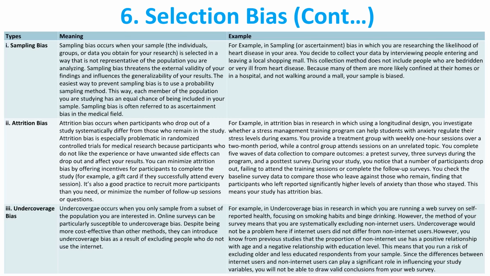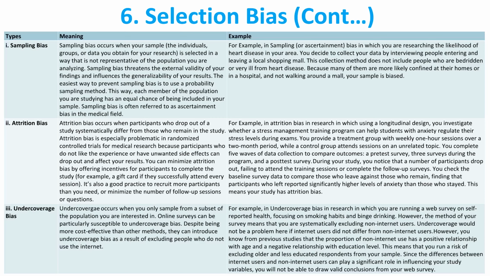Attrition bias occurs when participants who drop out of a study systematically differ from those who remain in the study. Attrition bias is especially problematic in randomized controlled trials for medical research because participants who do not like the experience or have unwanted side effects can drop out and affect your results. You can minimize attrition bias by offering incentives for participants to complete the study, for example, a gift card if they successfully attend every session. It's also a good practice to recruit more participants than you need, or minimize the number of follow-up sessions or questions.